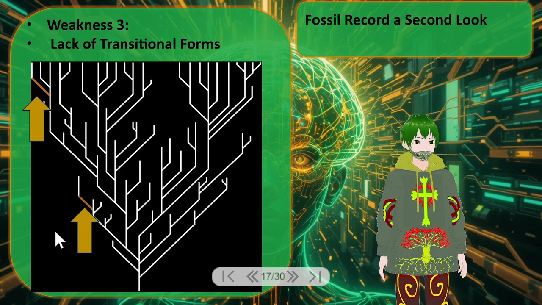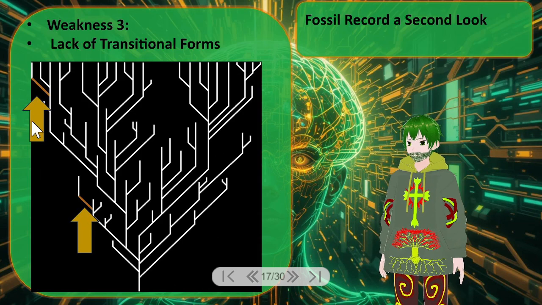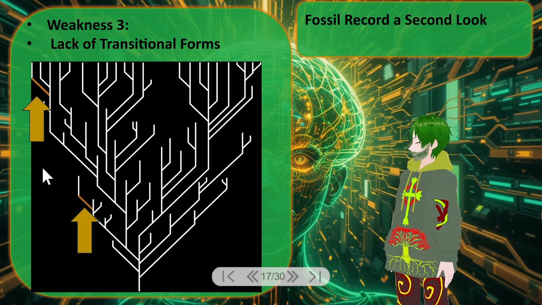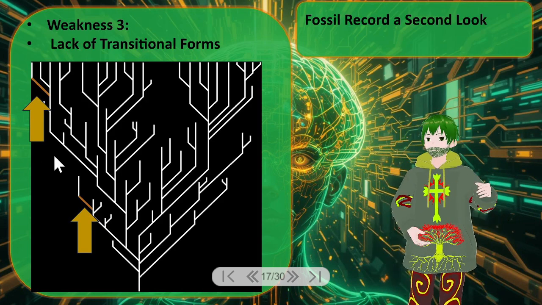Okay, and so again, we have transitional elements for some spots in the fossil record, like Archaeopteryx looks like it could have been a transitional form.